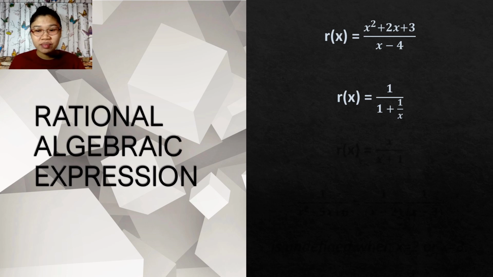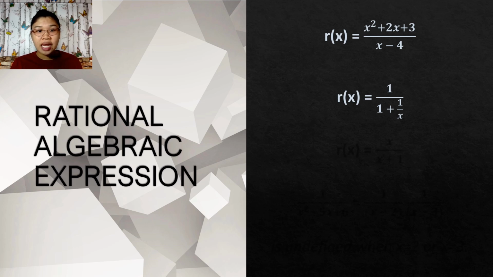Now the second example is 1 all over the quantity 1 plus 1 over x. Actually, this expression is not in the standard form since we have here the denominator 1 plus 1 over x, and 1 over x is one form of a rational expression also.